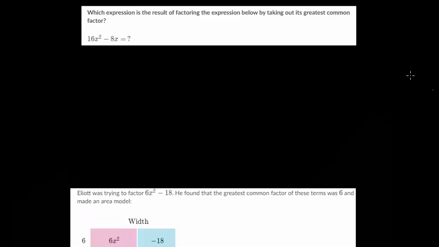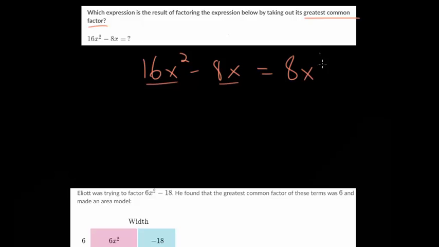So we'll start with this one. Which expression is the result of factoring the expression below by taking out its greatest common factor? So I'll just rewrite it. We have 16x squared minus 8x. We're looking for the biggest thing that divides evenly into both of these numbers. And you can see that they're both multiples of 8, so we can factor an 8 out. And they both have at least one x, so we can pull one x out from each of them. So essentially, we can factor out 8x. That is our greatest common factor here.